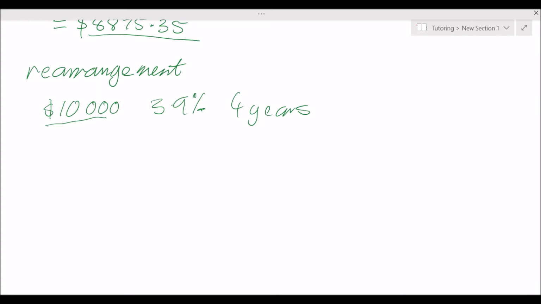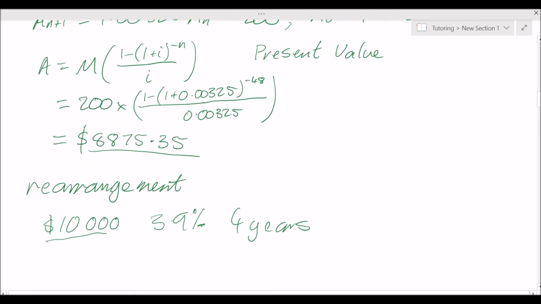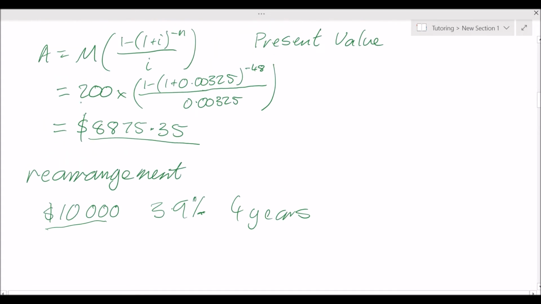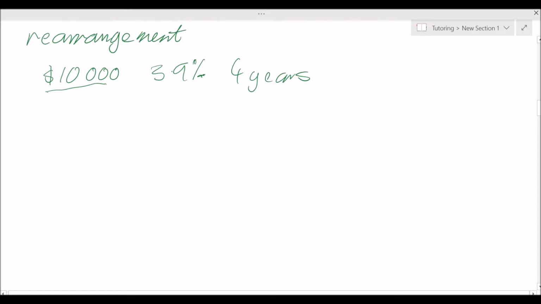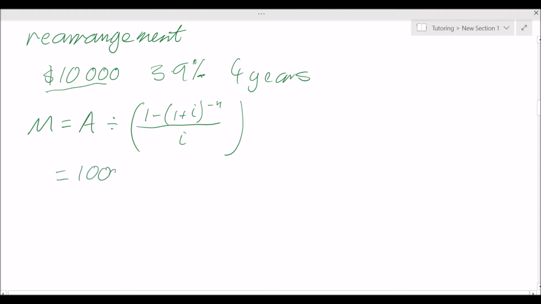Okay, well, you can see from the first one, when you had the amount you were withdrawing, you could find the present value. Now we have the present value, we want the monthly amount. Okay, so let's rearrange the formula. So it's going to look like that. Okay, and you can pop all those variables into the formula.